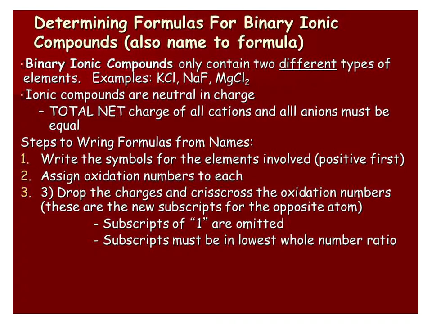All alkaline earth metals are going to be +2. All alkali metals are going to be +1. All halogens are going to be -1. Right? So here's where it gets a little tricky. You're going to drop the charges, the plus and minus, and crisscross the oxidation numbers to form the subscripts. Anytime you have a subscript of 1, you're going to omit it. And then when you're done, you're going to reduce the subscripts to the lowest whole number ratio. Let's see how this works on the other page.